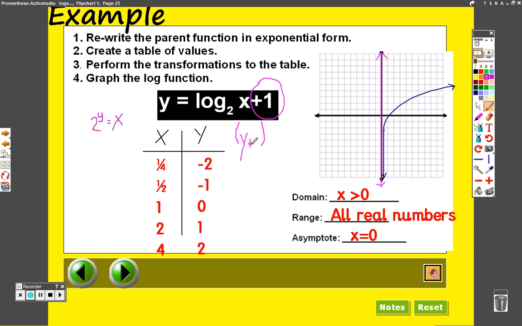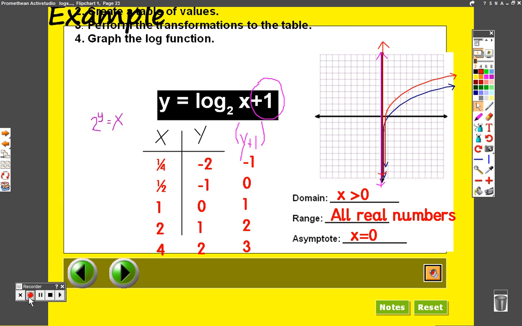Right here. Alright, so let's find those values. Alright, so the graph would look something like this. So I just took this blue graph, copied it, and pasted it, shifted everything up 1 unit. So if you notice, my domain, my asymptote, nothing changed over here. I still have all real numbers for my range.